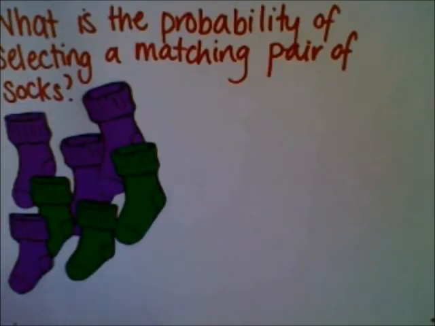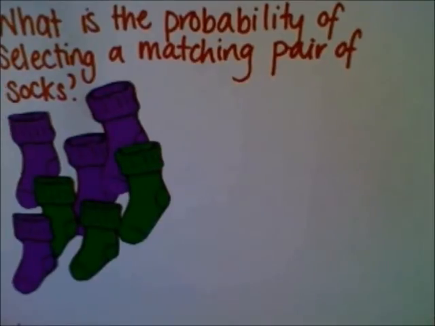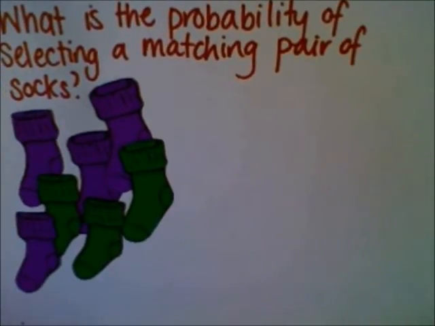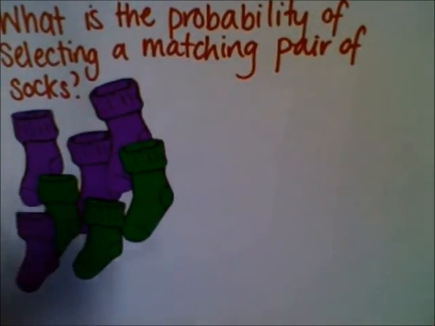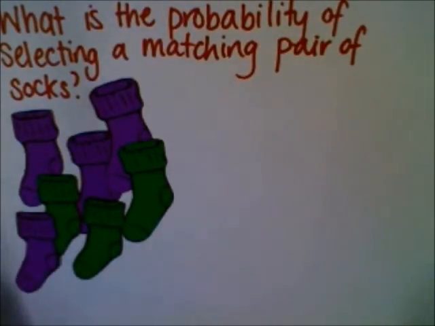Okay, now we're going to look at some examples of probability of dependent events. And dependent just means that the second outcome depends on the first. So in this example, I've got 7 socks here. So 7 different color socks, 4 purple and 4 green. So imagine those socks were in your drawer and it was the middle of the night or early in the morning, it was still dark out, and you just reached in and grabbed 2 socks.